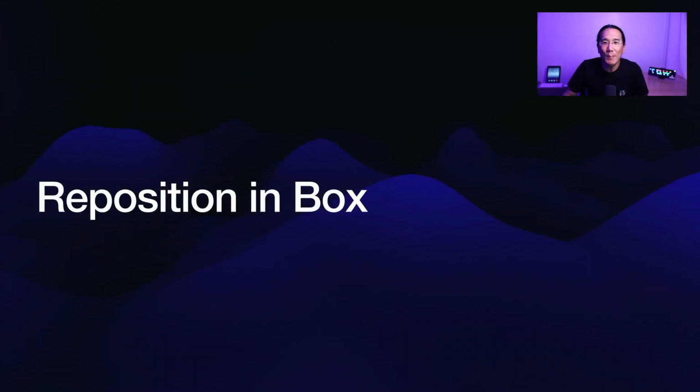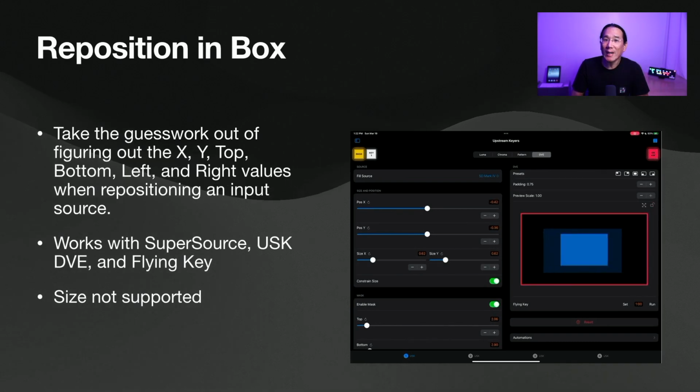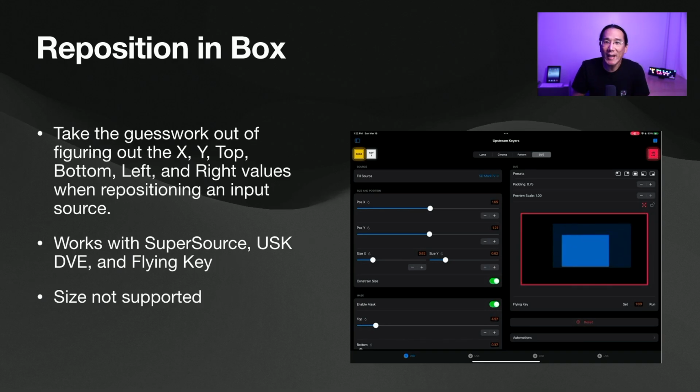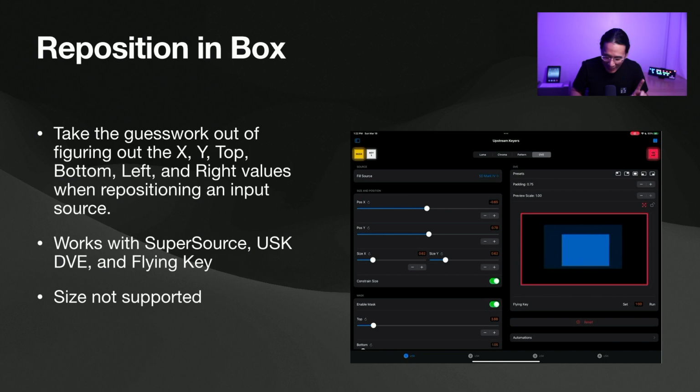Okay, let's talk about reposition in box. So what is this? This is the ability to reposition the input source within a box or SuperSource or the DVE. This takes the guesswork out of tinkering with the position X and Y and the crop top, left, bottom, and right values. You just touch and drag and the video source repositions. Size is not supported, but you can reposition the things in the boxes.